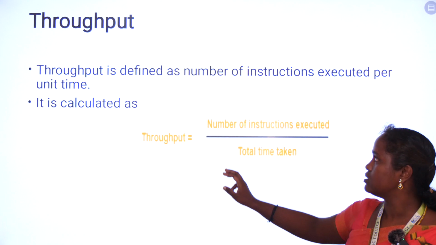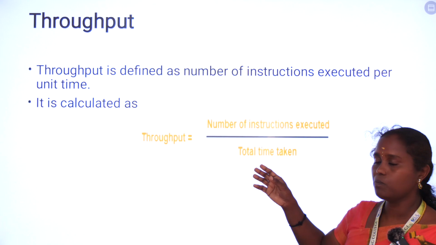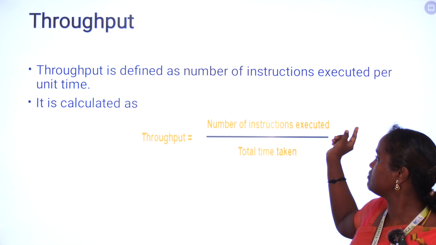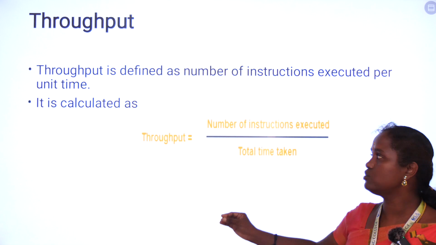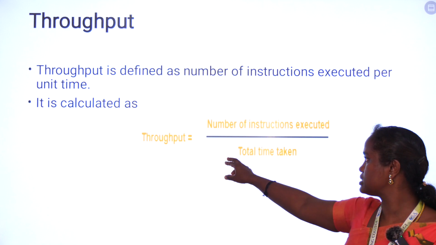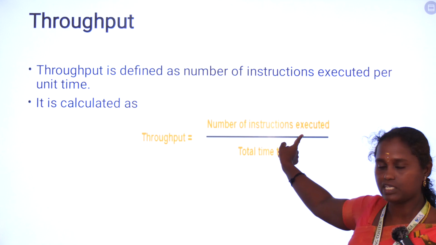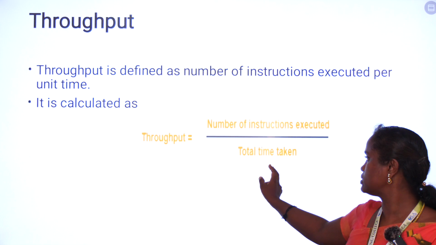Okay, what is the next thing? Next is throughput. So what is throughput? Throughput is defined as number of instructions executed per unit time. So how to calculate the throughput? Throughput is equal to number of instructions executed divided by total time taken.